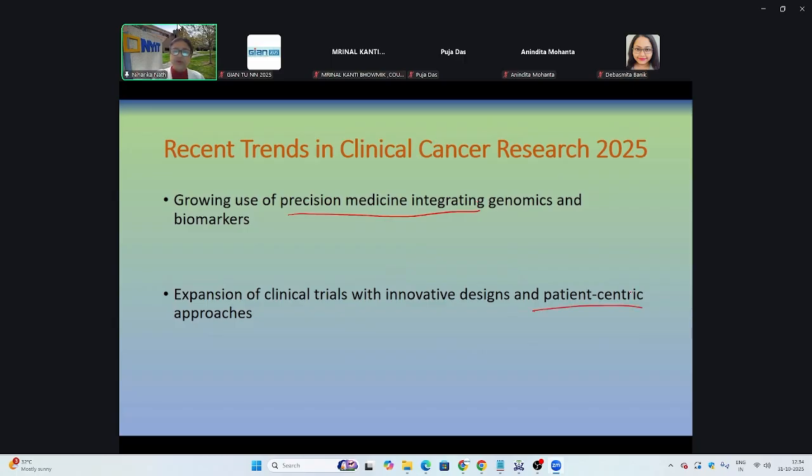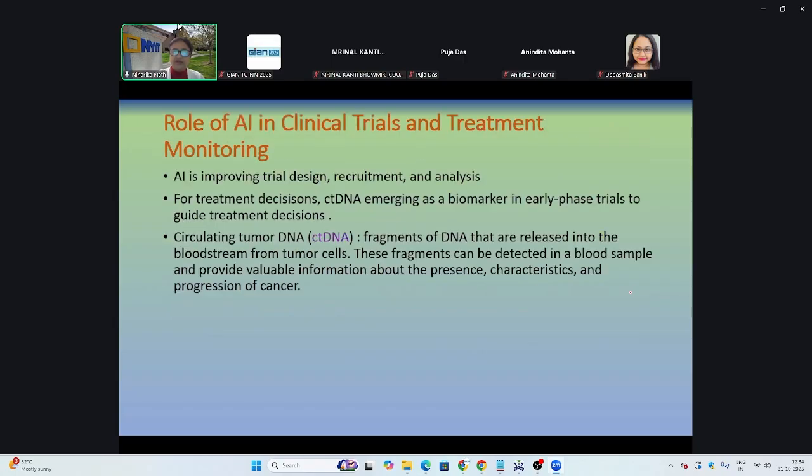So it's all patient-centric approaches. Not that I can say much more here. So if you had AI, which is improving trial design, and AI is doing everything for you and telling you how and what timelines are required, then how are you going to follow for treatment? And are you going to always keep looking at cells?